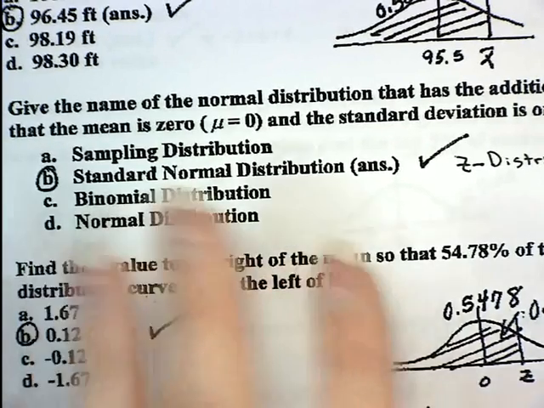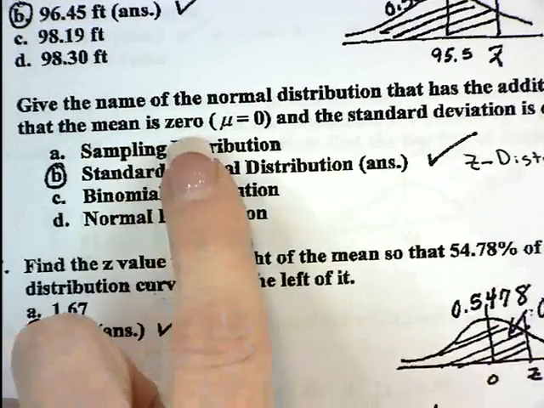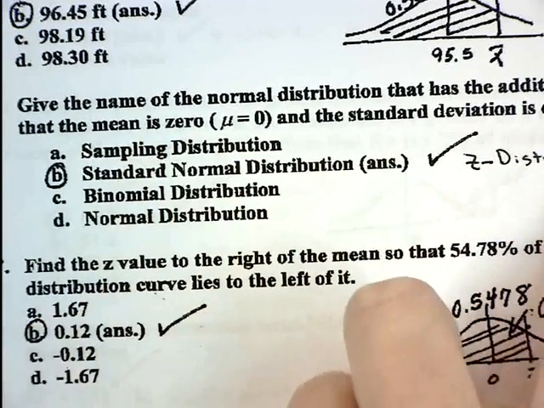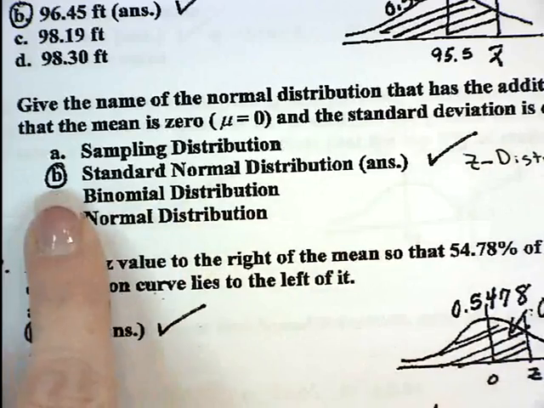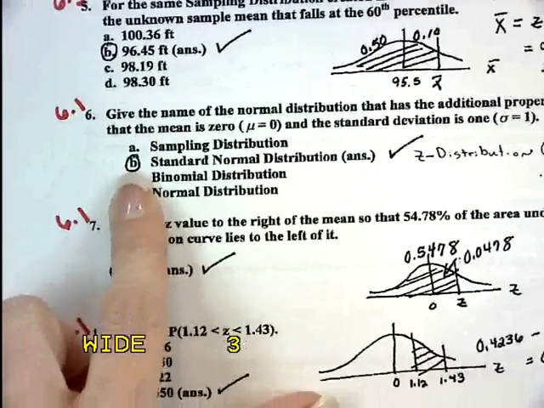Number 6. Give the name of the normal distribution that has the additional properties that the mean is always 0 and the standard deviation is 1. Hope you know that's B. It has to be the standard normal distribution in Z.